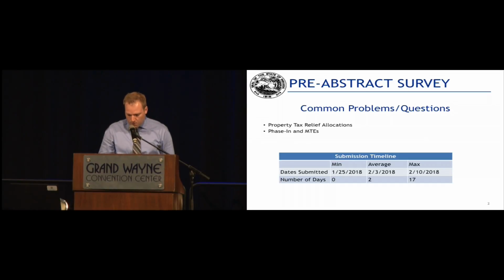As for the timeline of when items were submitted for your pre-abstract survey, it initially went live on January 25th. We actually received submissions on that day. The average date that people submitted was February 3rd, 2018, so about 9 days from the original submission. And we received our final submission on February 10th, so a 17-day turnaround to have all 92 counties submitted, which was in line with our expectations, and we were really happy with those results.